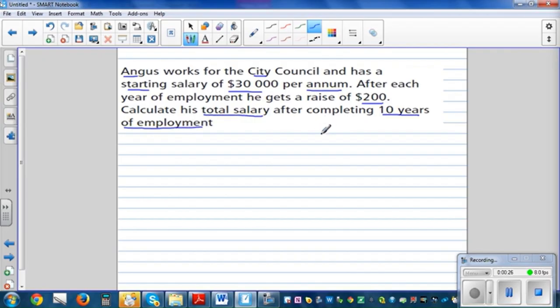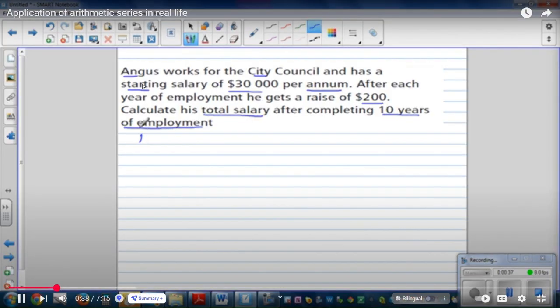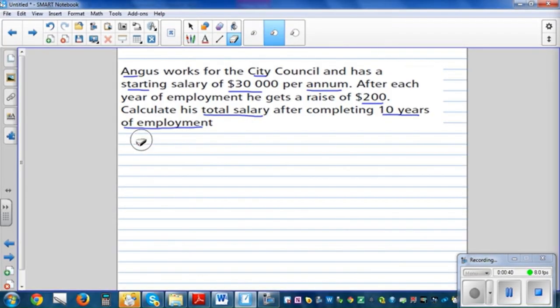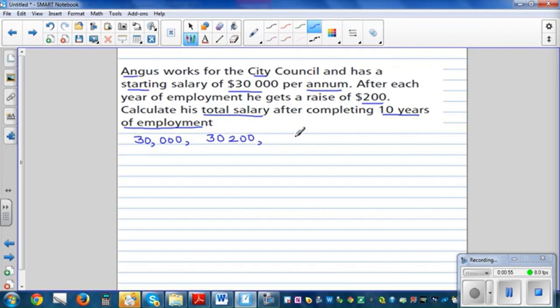So first thing that we need to do is to determine the type of sequence, and then we need to find the sum. So here what we are saying is in the first year he is getting, so let me write like this. He starts with 30,000. That's his first year of salary. After 1 year he's getting a raise of 200. So next year he would have 30,200. The year after he is going to have 30,400 and so on.